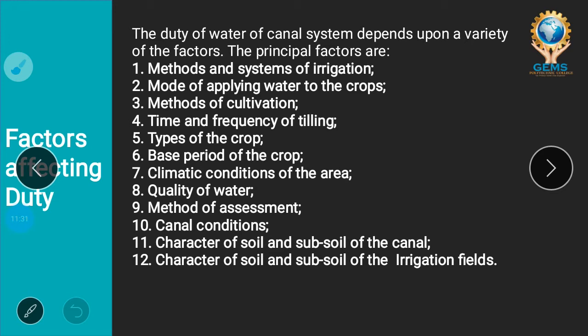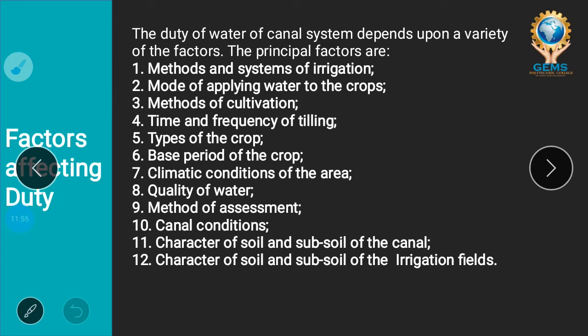Next is character of soil and subsoil of the irrigation field. Means the irrigation field where you are growing, that has to be fertile. As we all know, our Bihar soil is what? Alluvial soil, and it is very fertile because alluvial soil is a soil transported by the river. But different types of soil require different amounts of water, and they grow different crops.